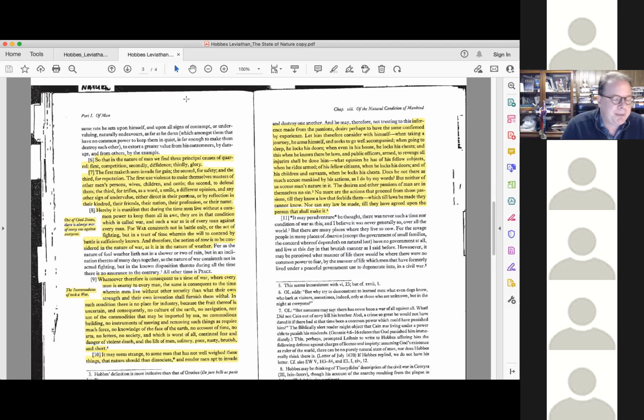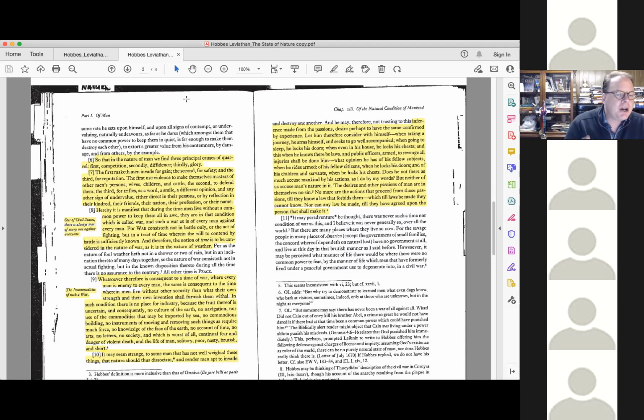So here he sums it up at paragraph 6. So that in the nature of man, we find three principal causes of quarrel. First, competition. Secondly, diffidence. Thirdly, glory. Diffidence, not difference, but diffidence. Oh, diffidence, sorry. So he's basically explained, yeah, why don't we read 7? Because here he's recapitulating what he's already talked about. It makes it very clear. The first makes men invade for gain. The second for safety, and the third for reputation.